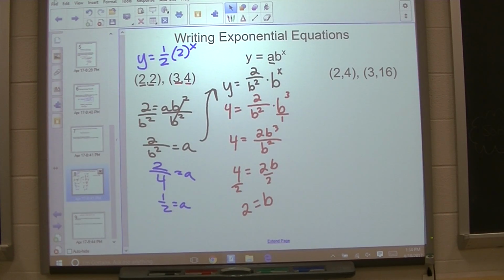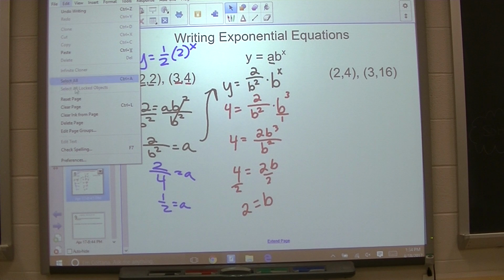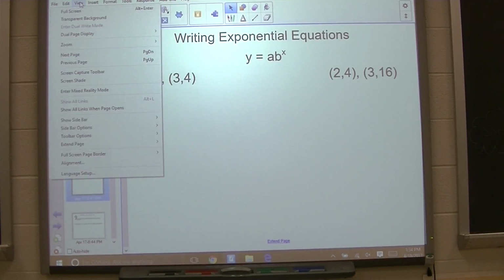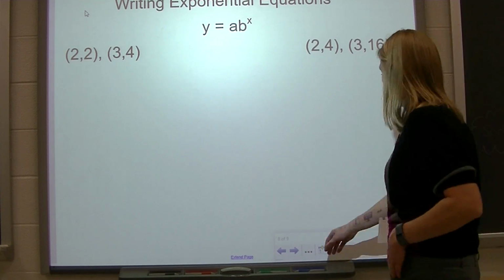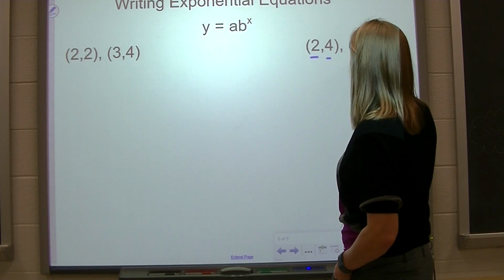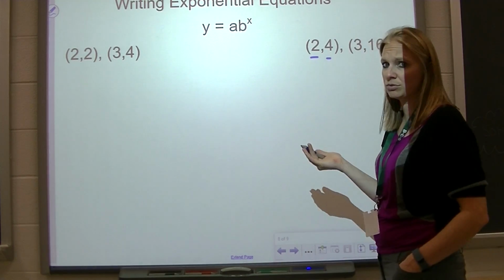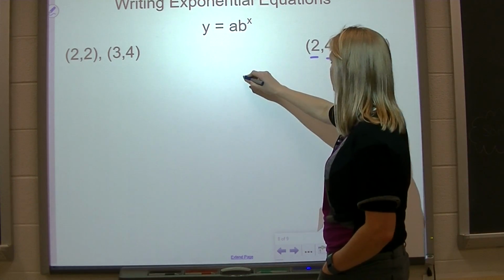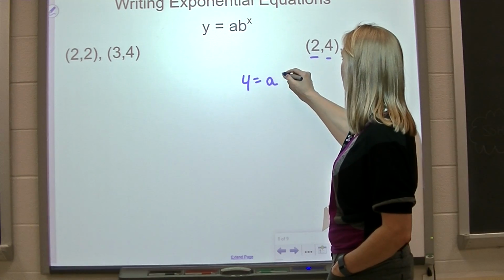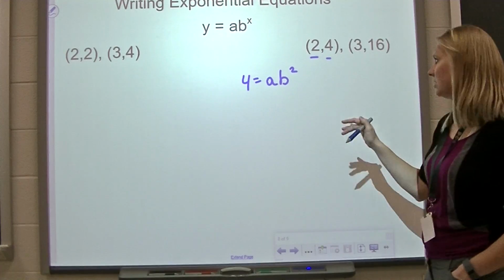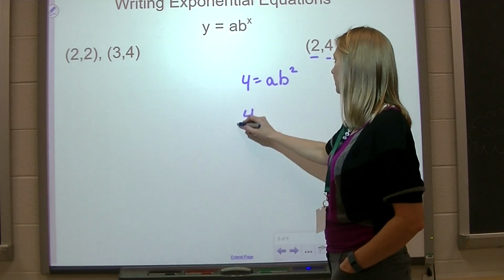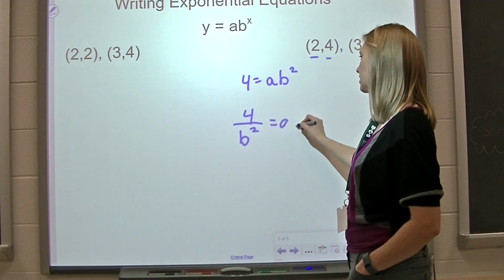And then we can do that with the other 2 points as well. Same thing, always solve for a first. It's going to be your easier equation to manipulate, so that's the one you want to solve for. We'll do 2, 4. It really doesn't matter if you use 3, 16 first or 2, 4. Either way works, you'll get the same answer. So I'm going to say 4 equals a times b to the second power. Again, solve for a, so divide by b squared. So we'll have 4 divided by b squared equals a.